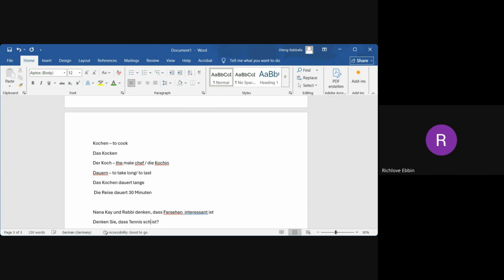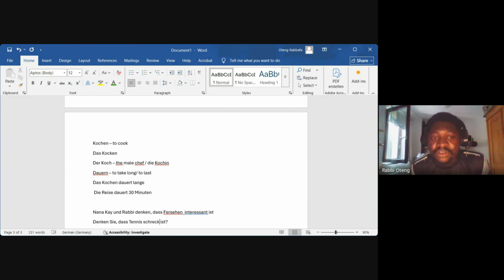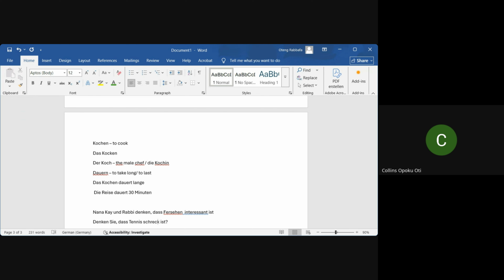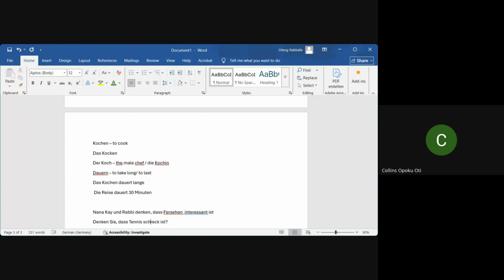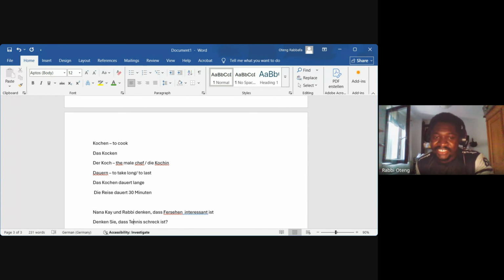Okay, so the ist will come after the adjective. When your conjunction is connecting sentences, you need to shift. When you said on Duolingo, weil, because, weil, your verb will go to the end. Yes. So denken Sie, dass Tennis schrecklich ist. Schrecklich ist. I just want you to know. Simple.